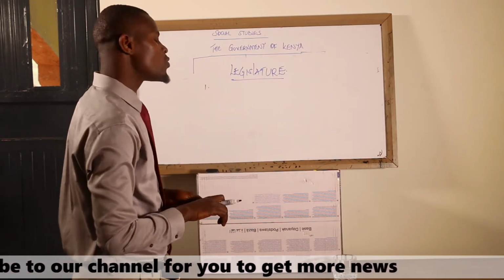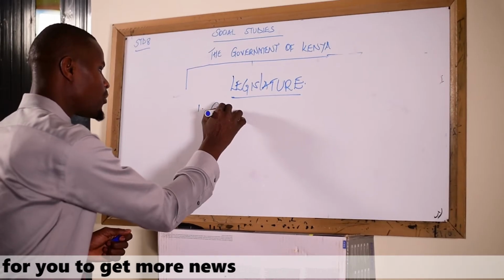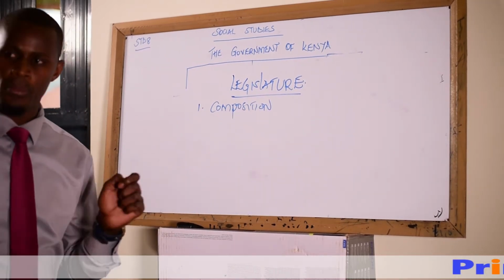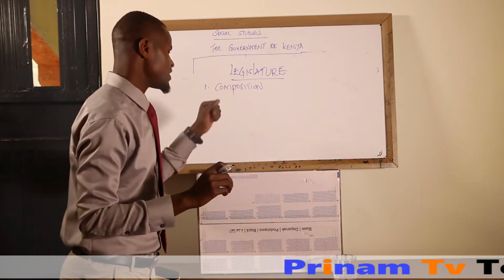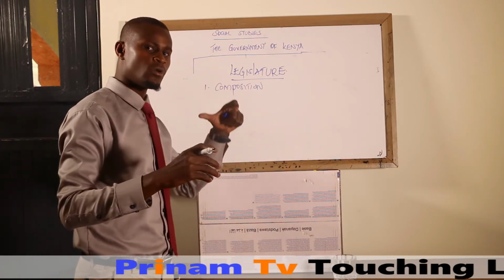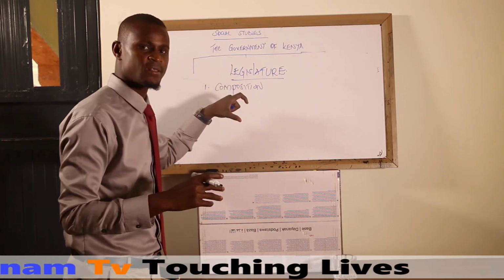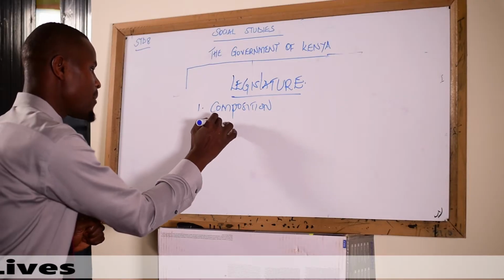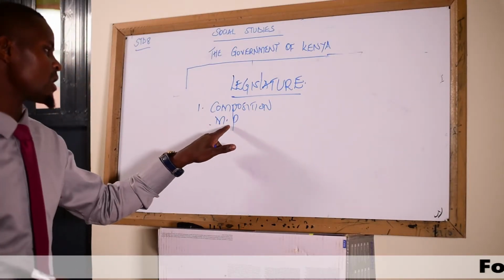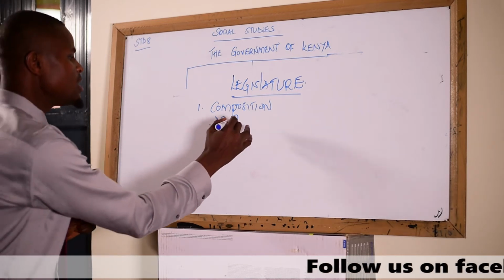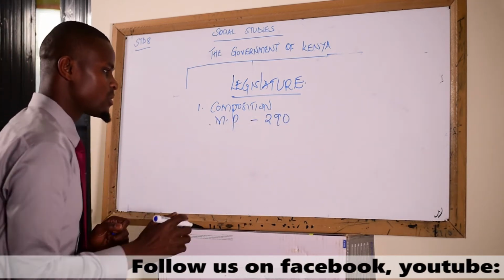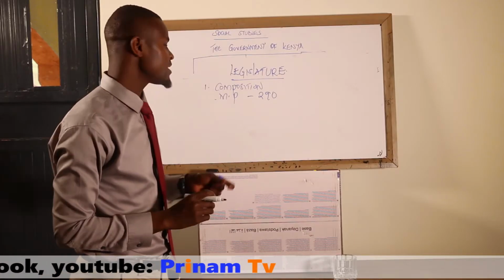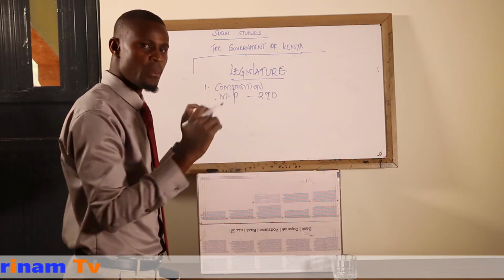Now, let's look at the legislature here. We want to look at the composition. When I talk of the composition, I talk about the consistency of it. What comprises the legislature? The first one we have got the member of the parliament. He is called the MP. In our country, we have got 290 constituencies, and these 290 constituencies are occupied by the members of the parliament. That is 290. Let us see, they will amount to what?